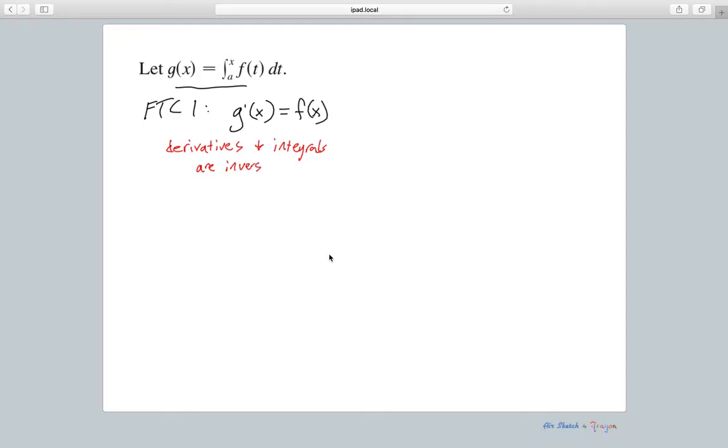So they're inverse operations, essentially. So this is going to inherently imply that g then is something called the antiderivative of f. So the process of taking an integral produces something called an antiderivative. And so usually what we'll use to denote antiderivative is the capital version of that function.